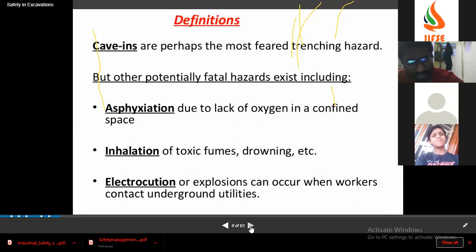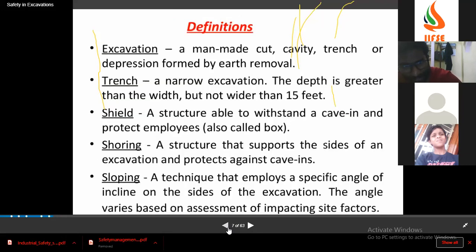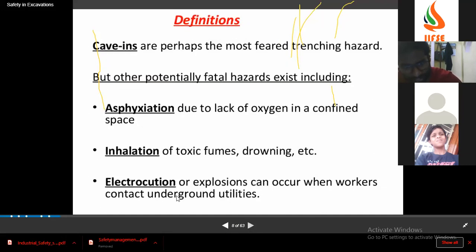This is cave-ins, perhaps the most feared trench hazard. What are the potential fatal hazards? Asphyxiation due to lack of oxygen in a confined space. If a cave-in happens, the person dies of suffocation. Inhalation of toxic fumes, drowning. Why did drowning come here? Because there may be a flood. Why will a flood come?